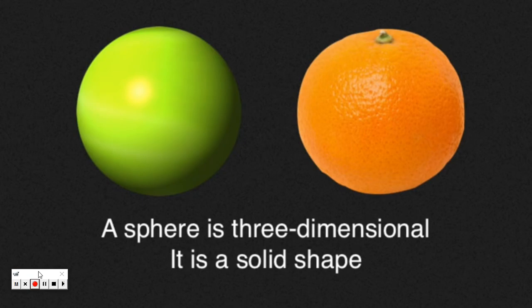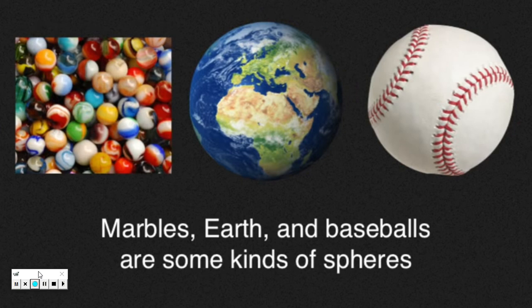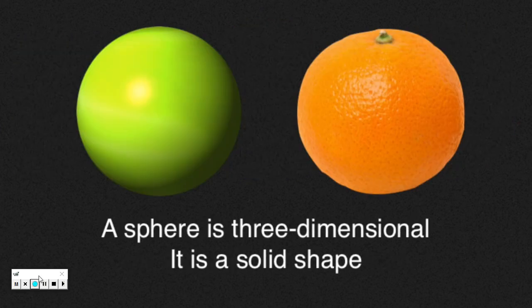Three-dimensional, it is a solid shape. A sphere can roll, is curved and it's not flat. Marbles, earth, and baseballs are some kinds of spheres. A sphere is three-dimensional, it is a solid shape.